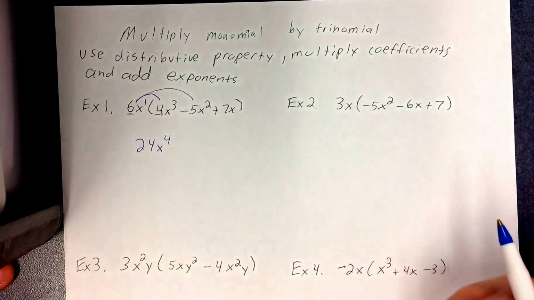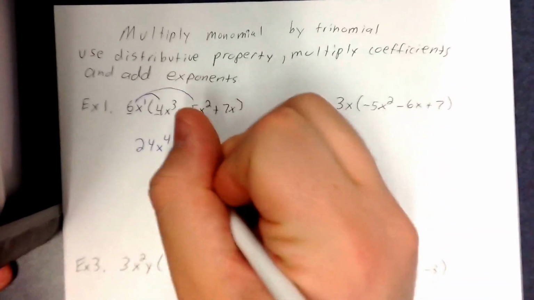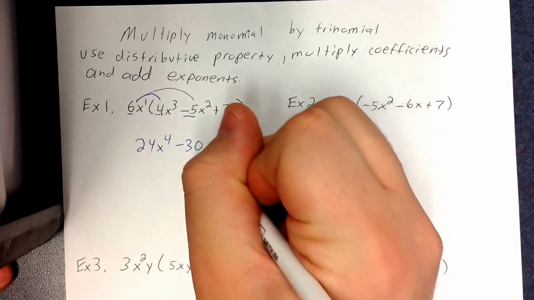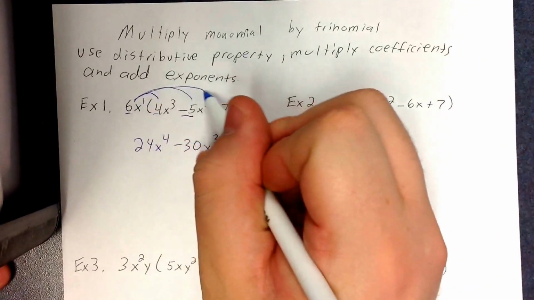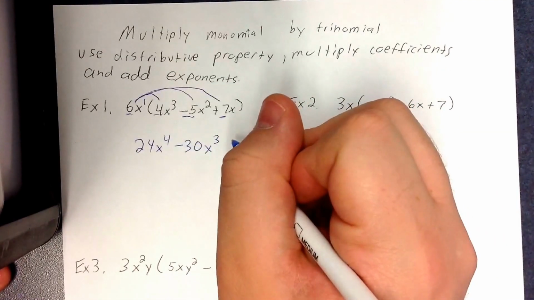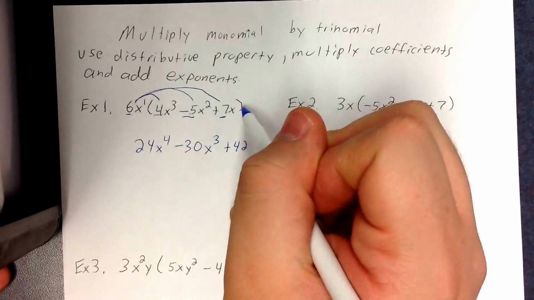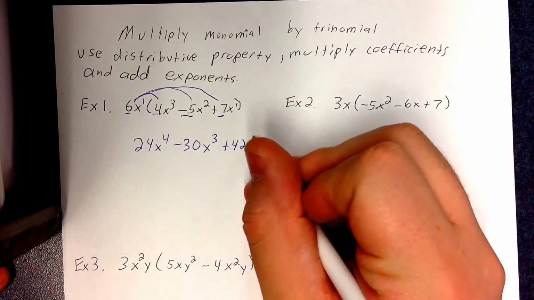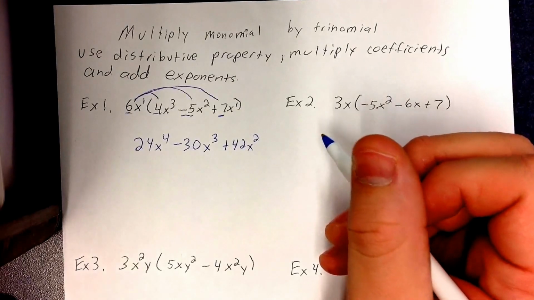Then I've got 6 times negative 5x squared. So 6 times negative 5 is negative 30. X to the first and x squared, 1 plus 2 is 3, so x to the third. 6x times 7x, well 6 times 7 is 42, so plus 42. X to the first and x to the first, add 1 and 1, I get x squared. So 24x to the fourth minus 30x to the third plus 42x squared.